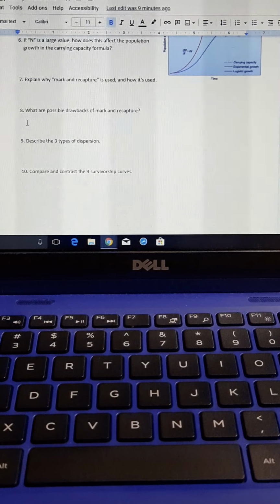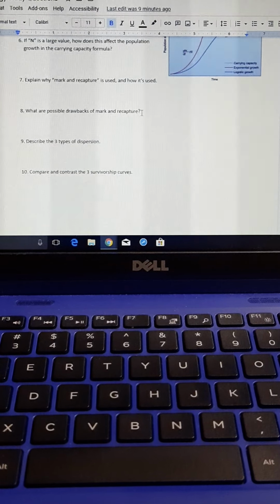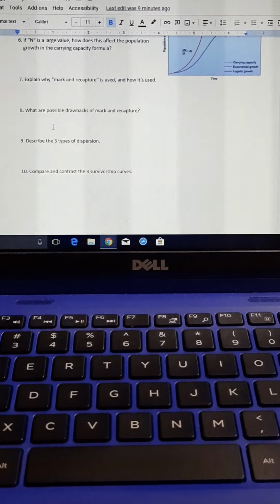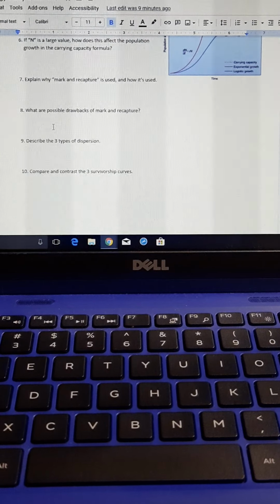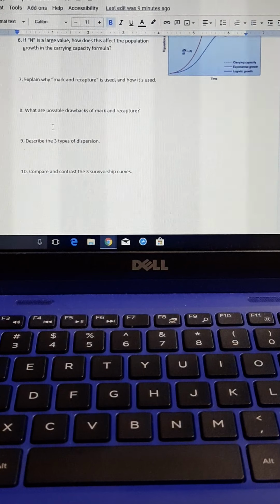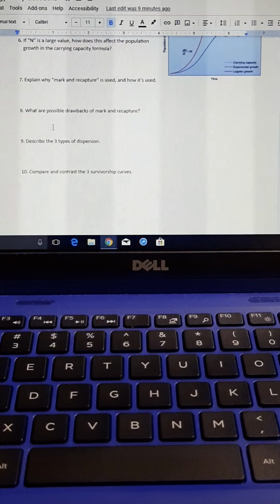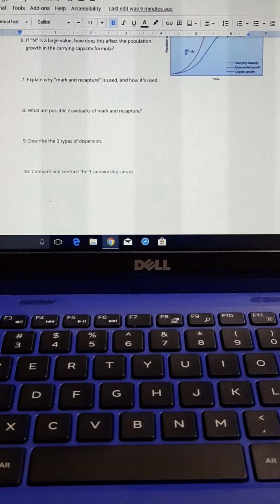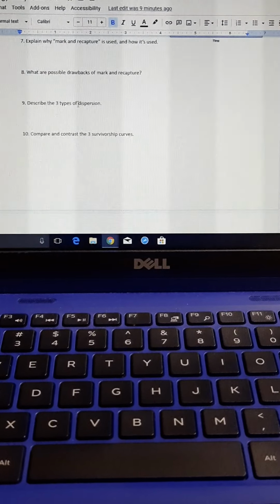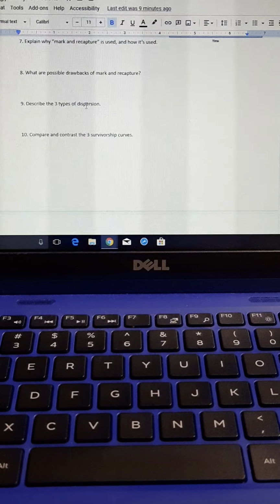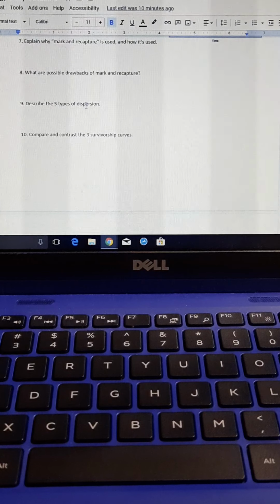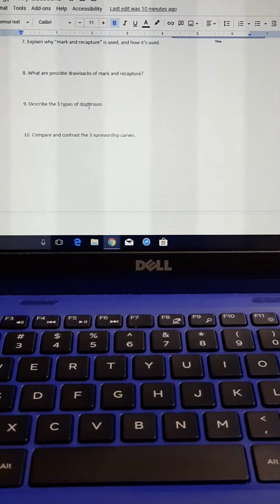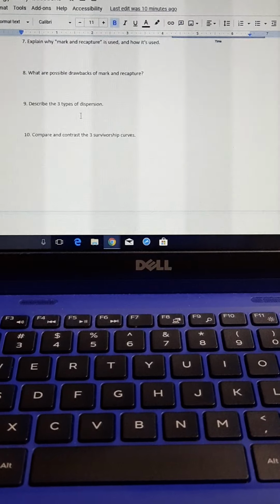The possible drawbacks of mark and recapture are, of course, it's an estimate, so maybe the population is just large, or maybe other factors, like they aren't all in that same area where you're doing these estimates. We also have different population distributions, or dispersions, which are clumped, like oases or trees. We also have uniform, which is like the gulls in neat rows. We also have the random dispersion of grass.